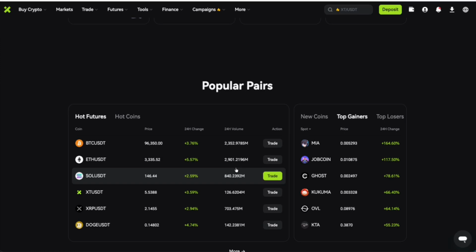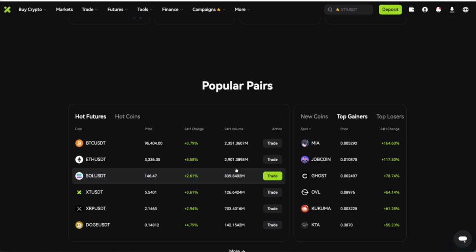So in today's video tutorial, we're going to be looking at how to buy and sell crypto using the XT exchange. We are looking at how to buy crypto directly from your bank account and then how to sell crypto directly to your bank account using the XT exchange.